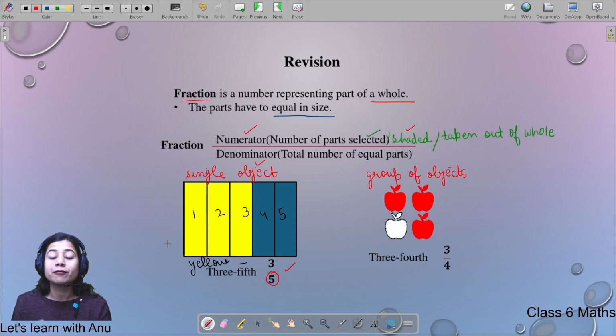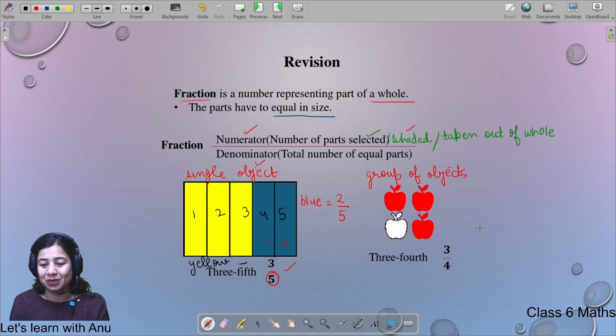Now, if we talk about the fraction of blue part, right? So how will we write that? Fraction for blue part. How many blue parts are shaded class? 2, 1 and 2. So numerator will be 2 and denominator will be 5, total number of equal parts, right?